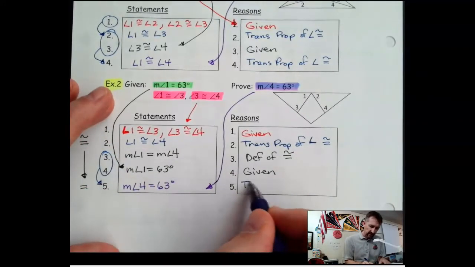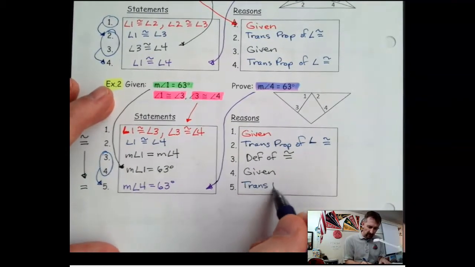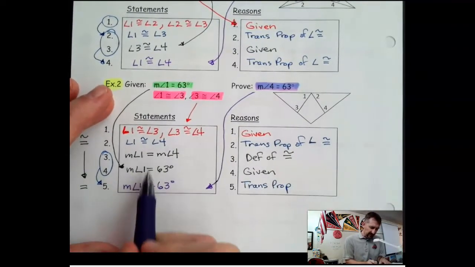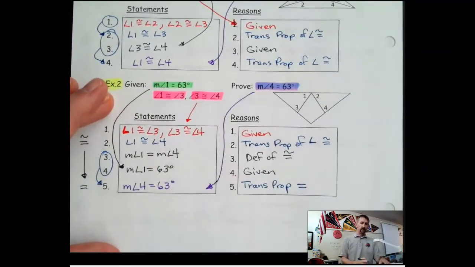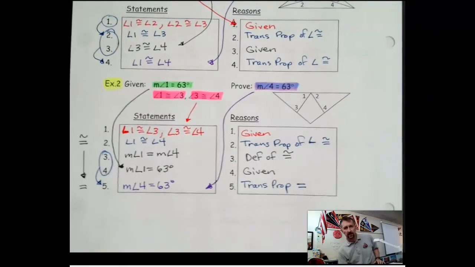Now, this is a little bit tricky. It's going to be the transitive property, but these are equal signs. It's going to be the transitive property of equality. Okay, so that's a little bit different.